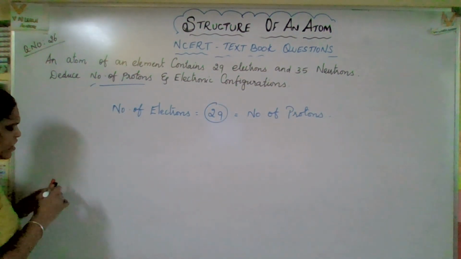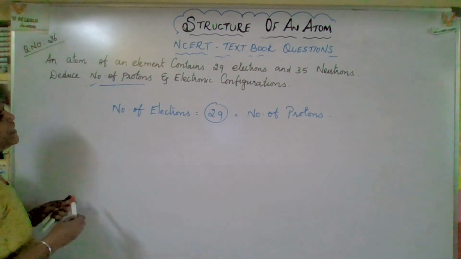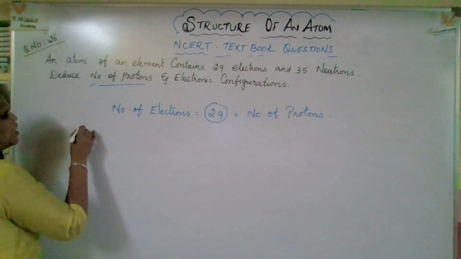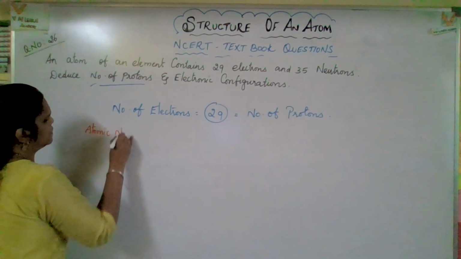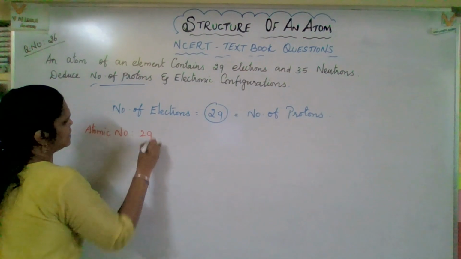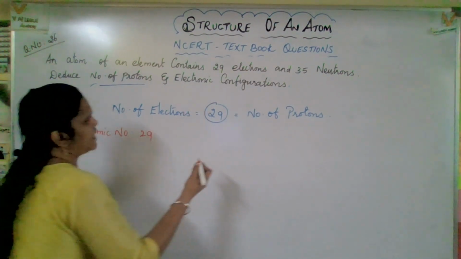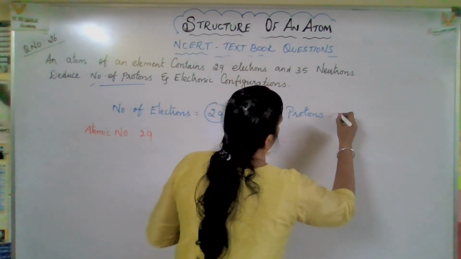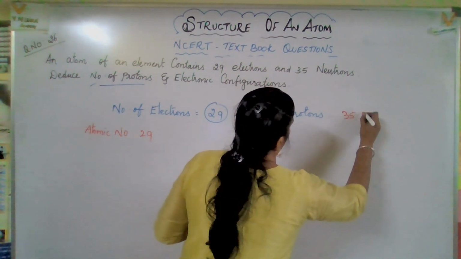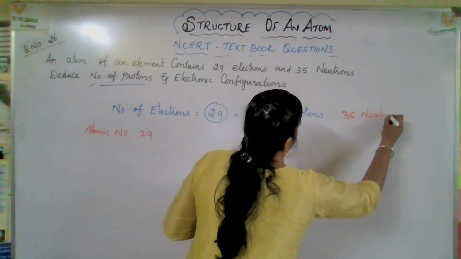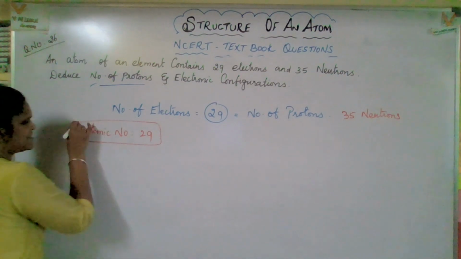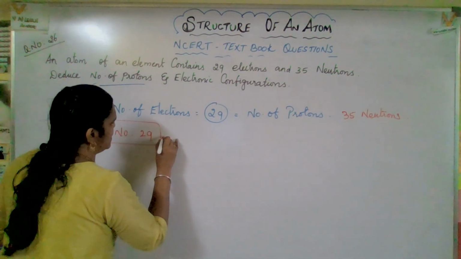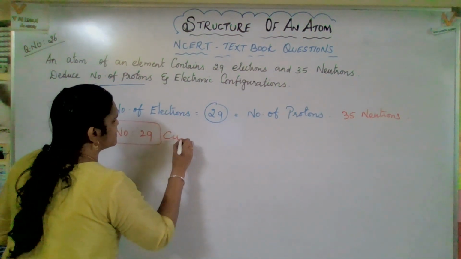Okay, now they asked the electronic configuration. How to identify it? Atomic number is 29, right? Neutrons, they have already given: 35 neutrons available. Okay, now atomic number 29 is nothing other than copper, right?